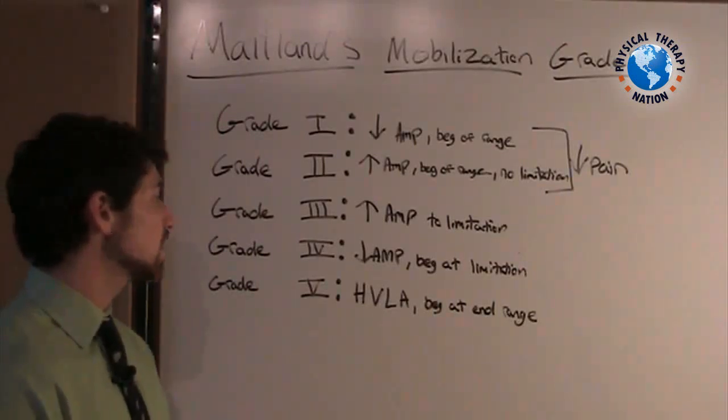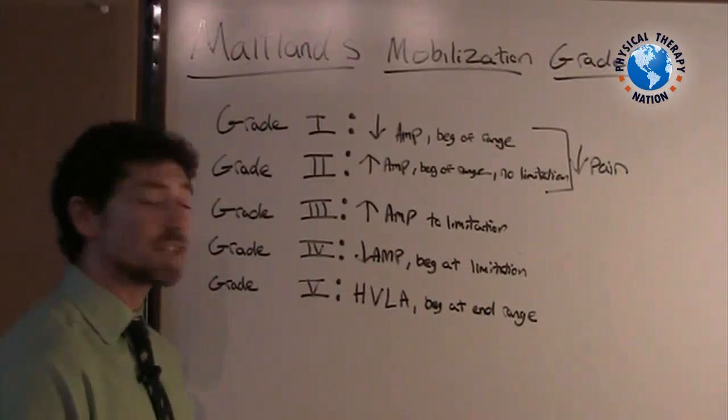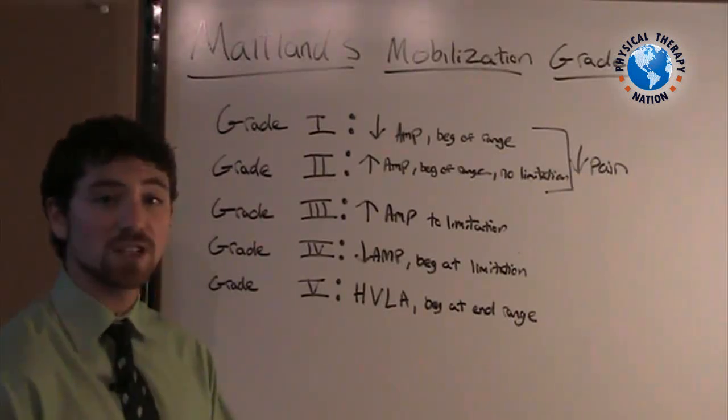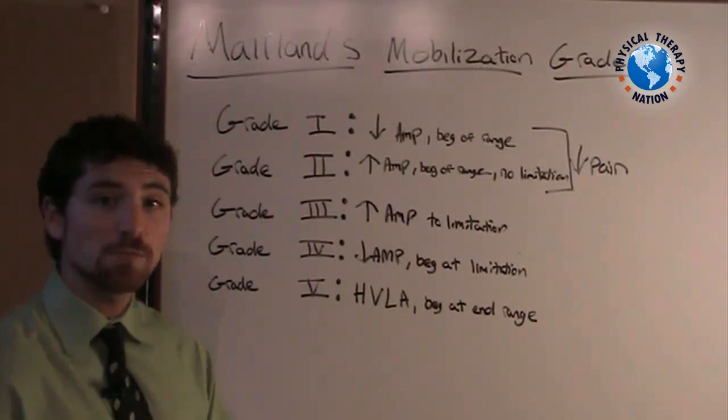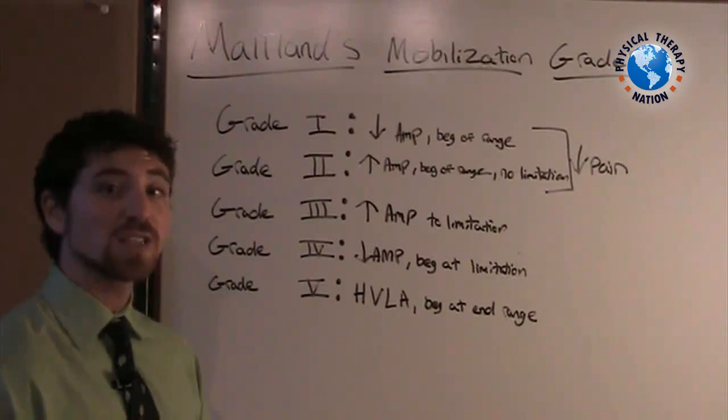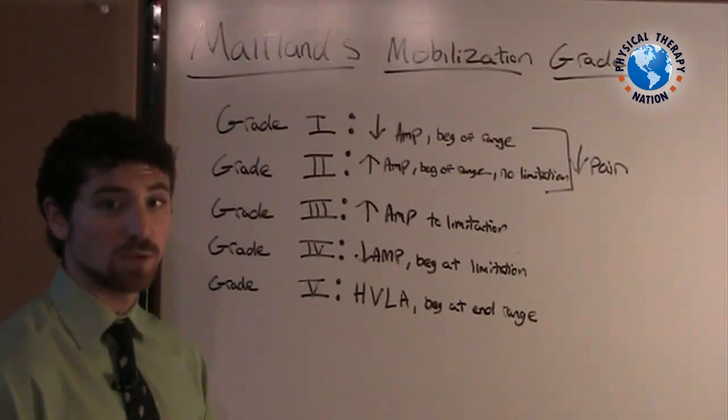A grade 4 mobilization is a small amplitude technique that begins at the very end of the range. So we're beginning at the limitation, mobilizing into the limitation. So this is a technique that can be used to increase range of motion.